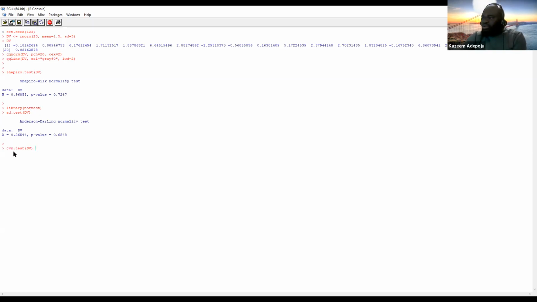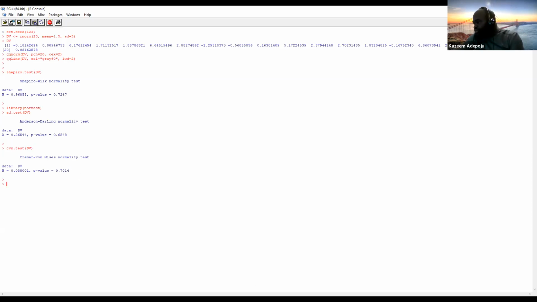That is written as cvm.test. If I click on that, can you see the result now? The p-value is also greater than 0.05. So you can see the three tests of normality here actually agree with one another. They fail to reject the null hypothesis. The null hypothesis is just that the distribution of the data set right here is normal.